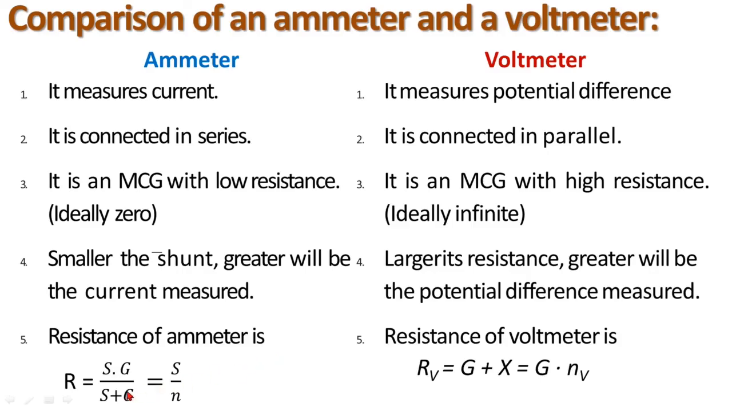Resistance of ammeter is Ra = S G / (S + G) = S / N, and the resistance of voltmeter is Rv = G + X = G Nv. By connecting a low resistance in parallel, the galvanometer is converted into an ammeter, and by connecting a high resistance in series, the galvanometer is converted into a voltmeter.